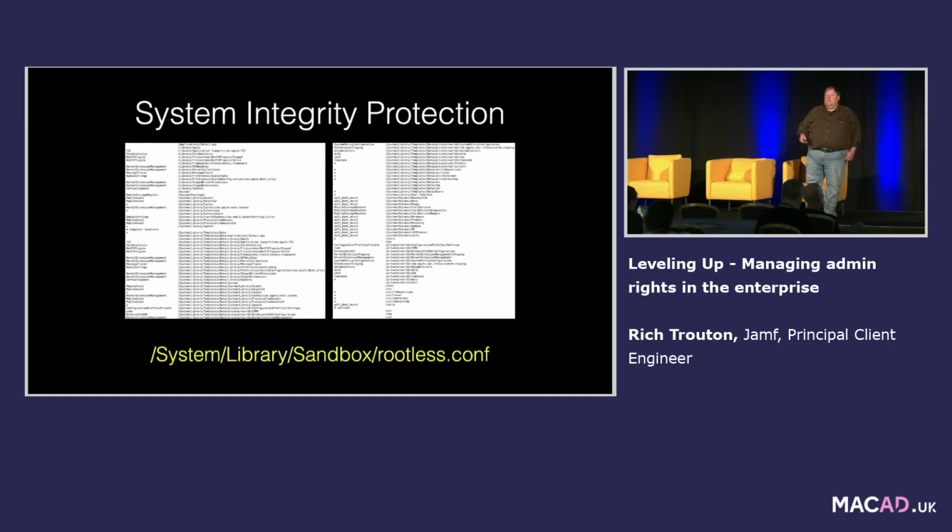Now, SIP has a configuration file, which is stored in /System/Library/Sandbox. It is named rootless.conf. It lists all the applications in the top-level directories that SIP is protecting. So this protection applies to the writable parts of the Mac's disk. So in addition to that read-only boot volume, this is marking even more of the Mac's file system as being off-limits to being altered by the root user or anybody else.